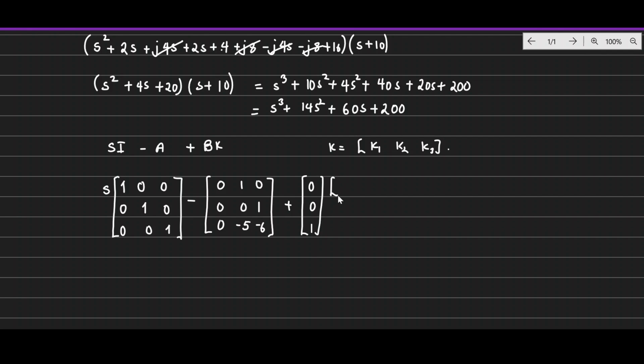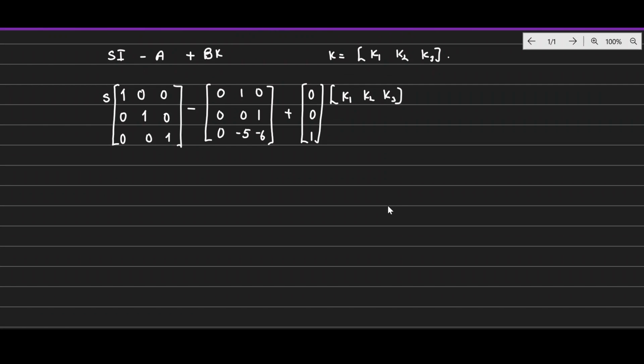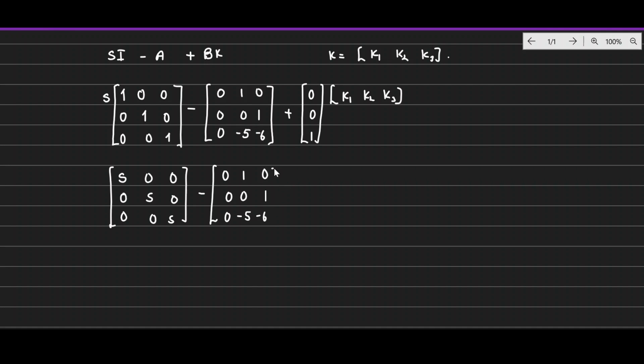And then our k matrix is what? K1, K2, K3. So what we need to do is find the characteristic equation of this. Okay, so first let's simplify this. So s times that is s 0, 0, 0, s 0, 0, 0, s minus 0, 1, 0, 0, 0, 1, 0, negative 5, negative 6.